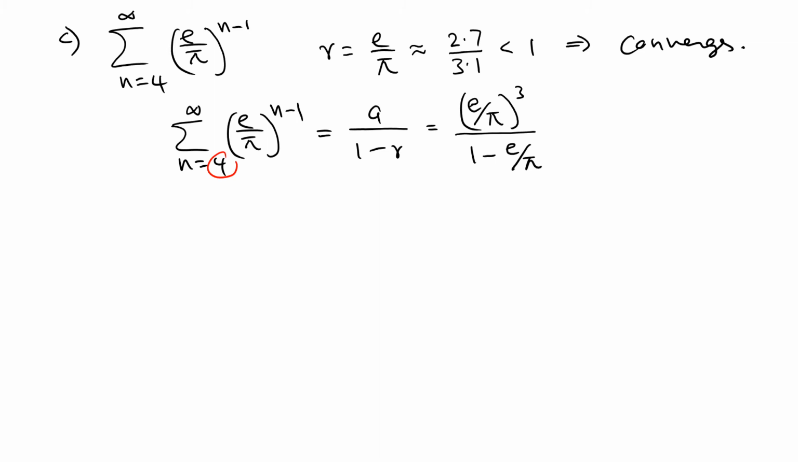Now the question is how to simplify this. To simplify, we can multiply the top and bottom by pi to the cube. If you do that, you get e cube on top. In the denominator, multiplying by pi to the cube simplifies the fraction, and you are left with pi squared times the quantity pi minus e. That's what you get, and that's what it converges to.